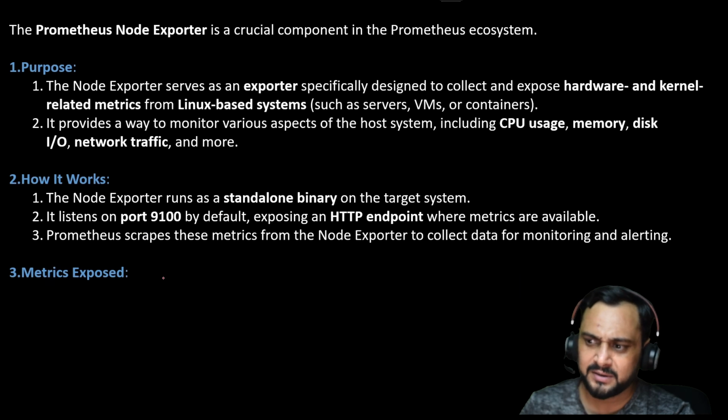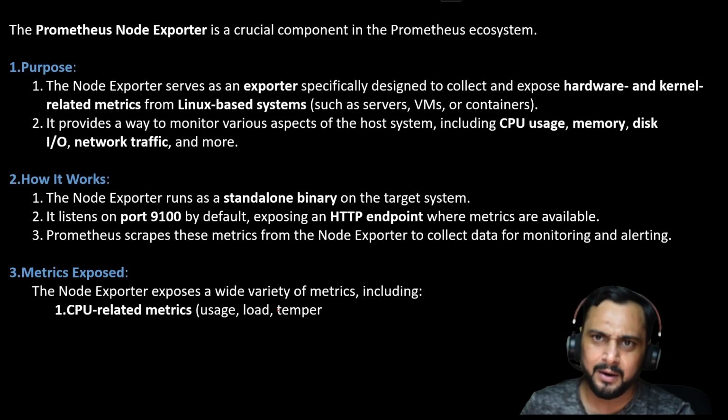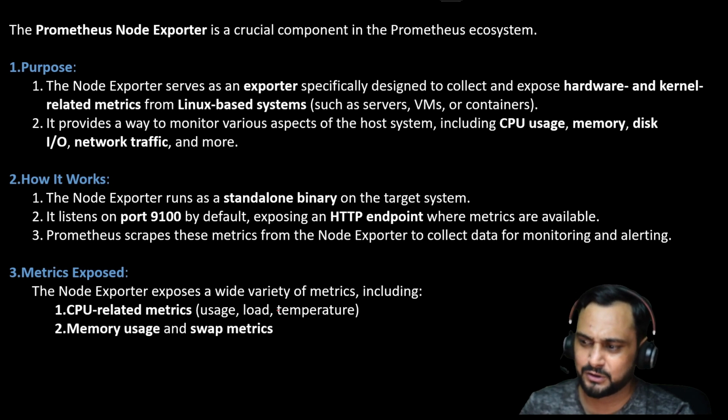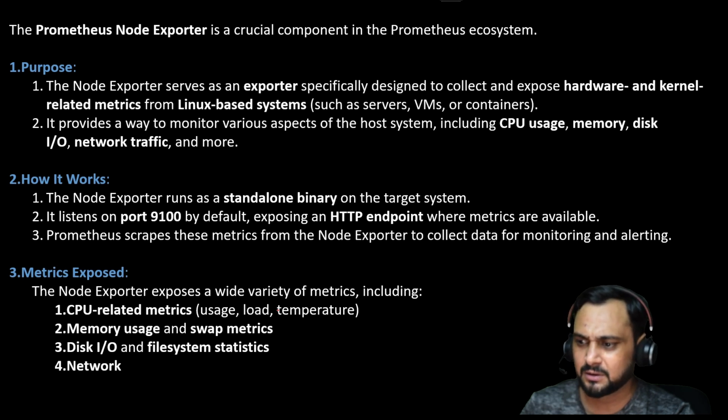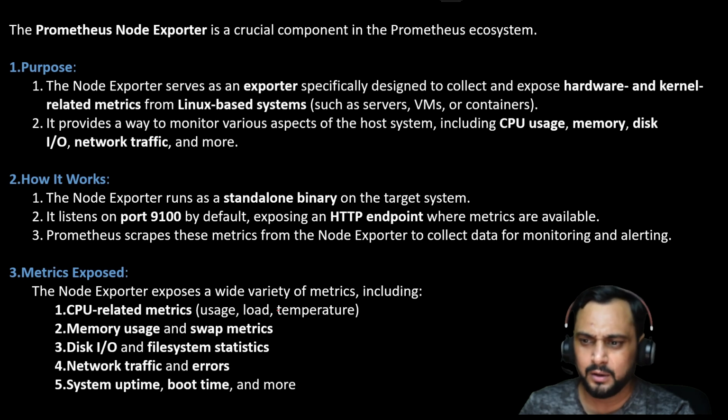And what metrics does it expose? The node exporter exposes a wide variety of metrics, including CPU related metrics, usage, load, temperature, how much the CPU is loaded, how much it is free, and memory usage and swap metrics, disk input output, file system statistics, network traffic and errors, and system uptime, boot time, and many more. So all this information we can fetch with the help of node exporter binaries.